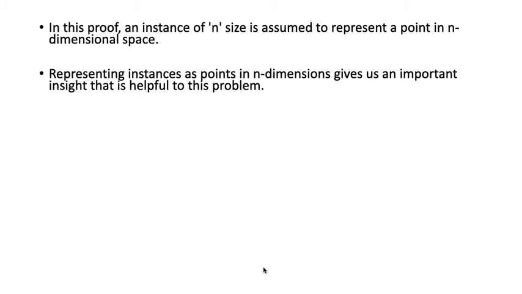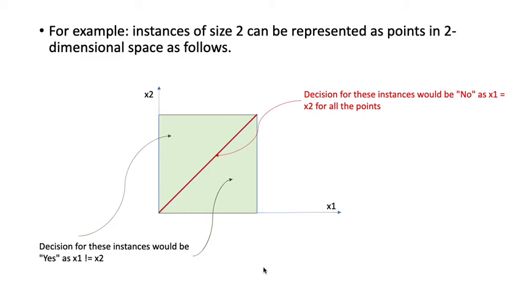Why are we representing an instance as a point in n-dimensional space? Because representing an instance as a point in n dimensions gives us an important insight that is going to be helpful to prove this claim. So let's take an example. Let's say an instance is of size 2. So if n is equal to 2, it can be represented as a point in two-dimensional space. As you can see here, in the two-dimensional space where the dimensions are x1 and x2, the points can be represented as a unit square.